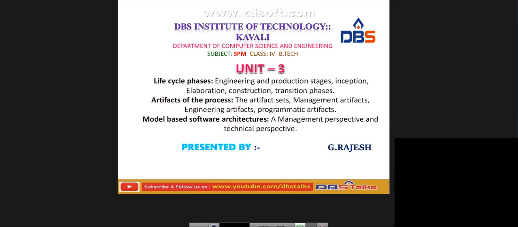Good afternoon all. So now we discuss the third unit. This is the life cycle phases and artifacts of the process and model-based software architecture. Okay.